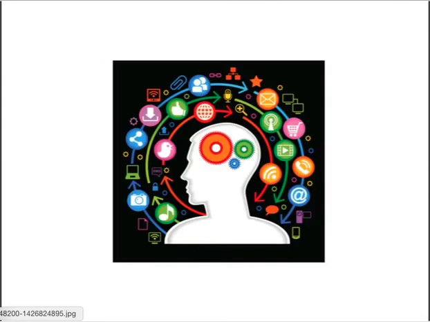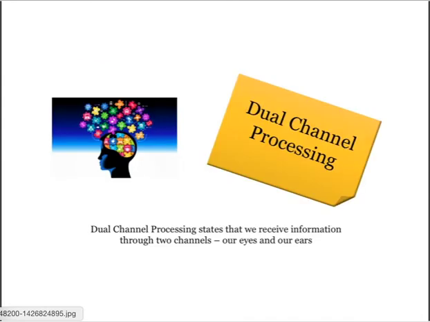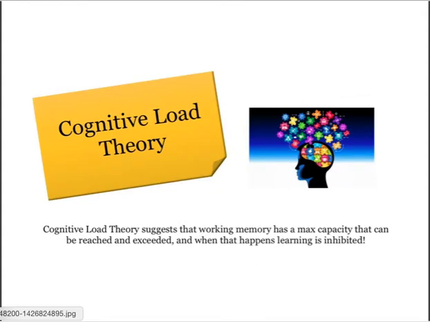Okay, so let's quickly recap what we've done. Dual channel processing states that we receive information through two channels, our eyes and our ears. Cognitive load theory suggests that working memory has a max capacity that can be reached and exceeded. And when it's reached or exceeded, learning is inhibited. Web 2.0 resources such as Voki and Movie Maker that allow you to send information through both channels, our eyes and our ears, will assist us in reducing a student's cognitive load, and it'll increase learning.